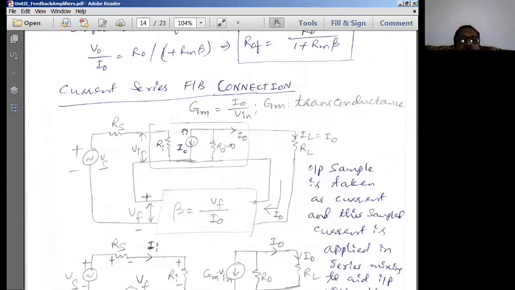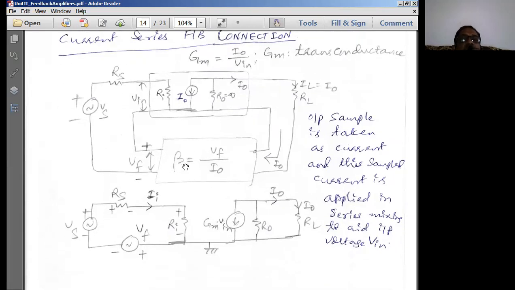Because of current series, output is taken as current. Since output is taken as current, we get current from a current source. So this is the equivalent circuit diagram of a current source, I naught with R naught. The external current will be entering into the terminals like this. So direction of current is very important here. I naught direction should be like this only. That's a very important point.